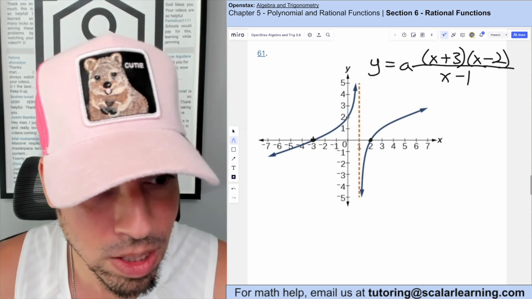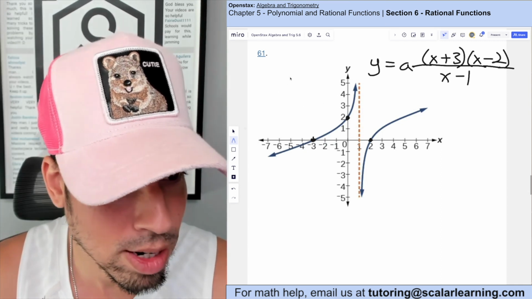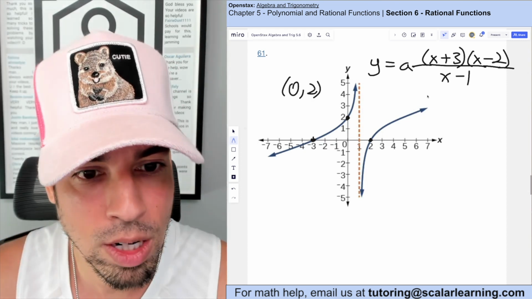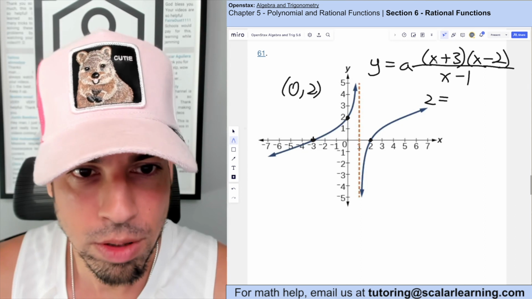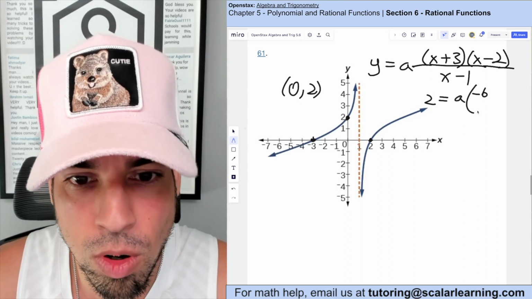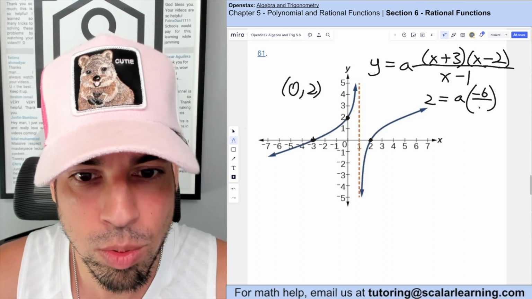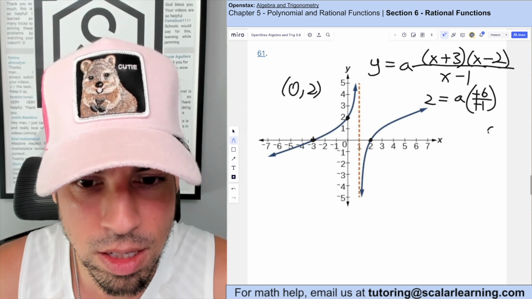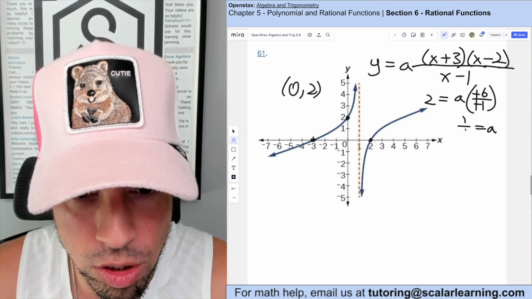And we can figure that out using this nice y-intercept of (0, 2). So we're going to plug and chug. Plug 2 in for y, and plug 0 in for x. We get 3 times negative 2, which is negative 6 on top, over 0 minus 1, which is negative 1, which means that is just a times 6. Divide both sides by 6. a equals 2 over 6, which is 1/3.